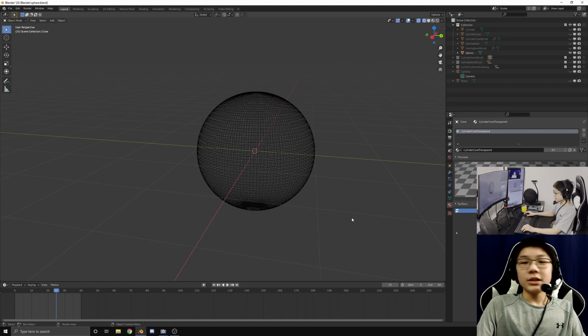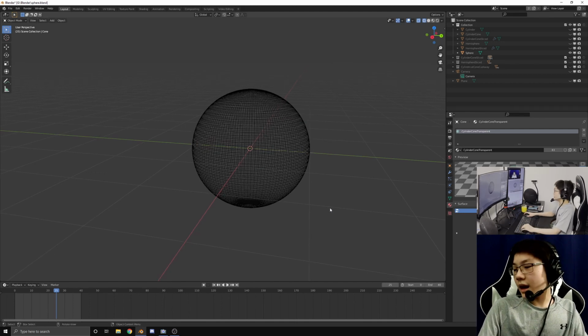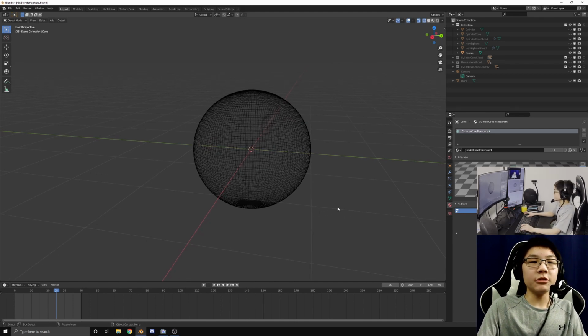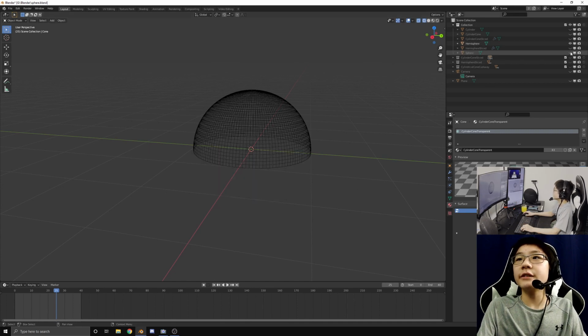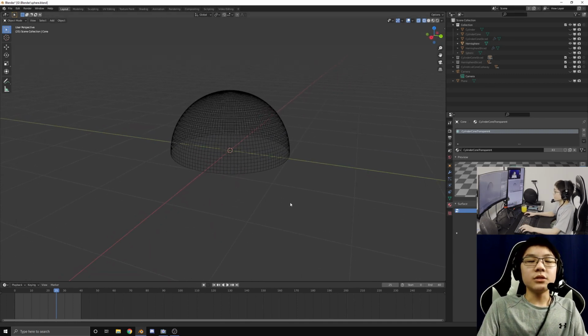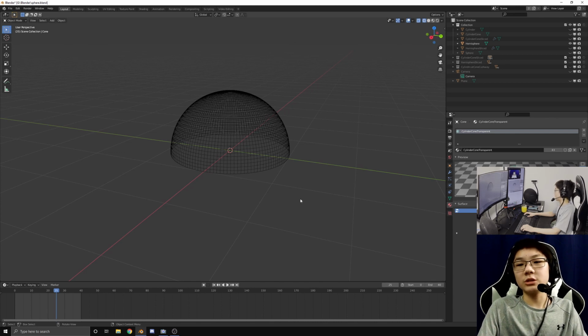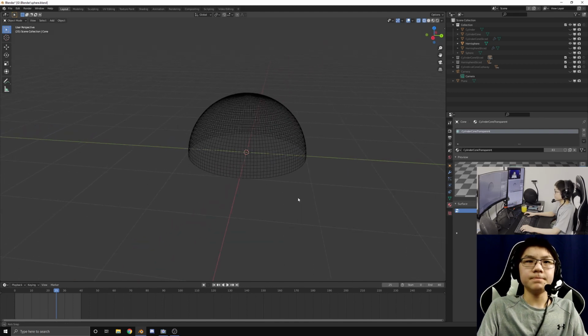spheres. So as you can see, we have our sphere in Blender, and we're just gonna slice it in half. So now we have a hemisphere. If we are able to show that the volume of this hemisphere is 2/3 pi r cubed, then we know that the volume of a sphere is 4/3 pi r cubed.